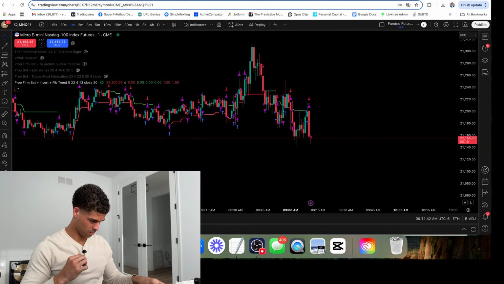Very beginning of this trade here, we took a short, which is pretty nice. This arrow right here, straight down, pretty good. Solid trade there. So off to an okay start.